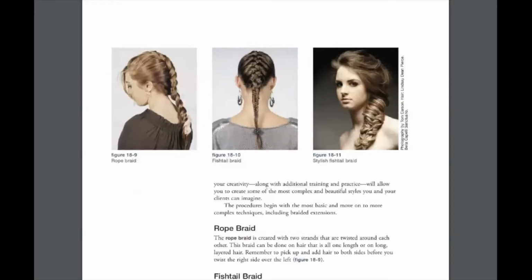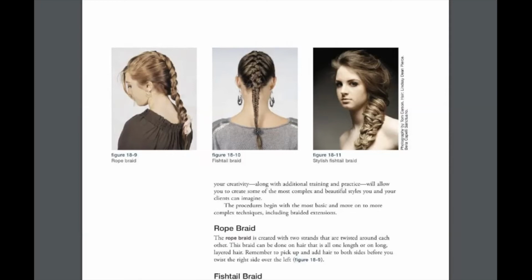And we have our rope braid. Your rope braid is created with 2 strands that are twisted around each other, and the braid can be done on hair that is all one length or on long layered hair. You want to remember to pick up and add hair to both sides before you twist the right side over the left. And this is your rope braid right here.